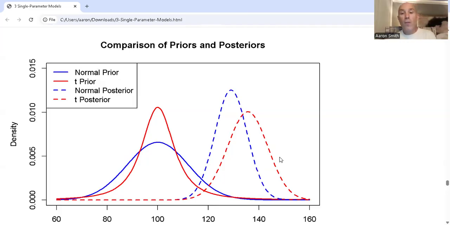All right, one thing that is important to be mindful of is that with the normal, we have less variation here. You can see that it's peaking up more. And we'll also notice that the distribution that had more spread let the data speak more. You can see that the peak here is closer to 140.